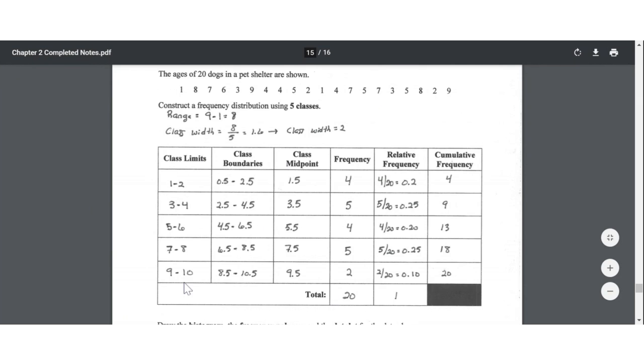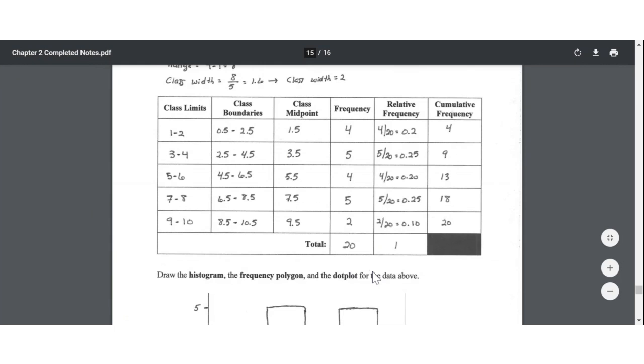And then for the next one, we have 9 to 10. So we have 9 and 9 here. So that's a frequency of 2, with a relative frequency of 2 over 20, which is equal to 0.1. And then the cumulative frequency is 18 plus 2, which is 20.